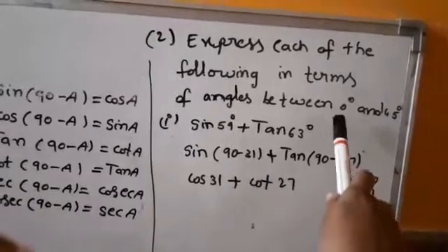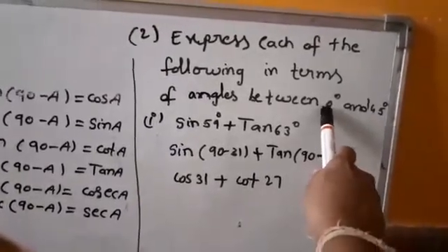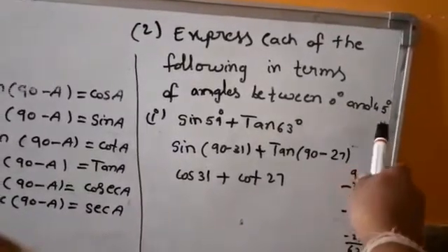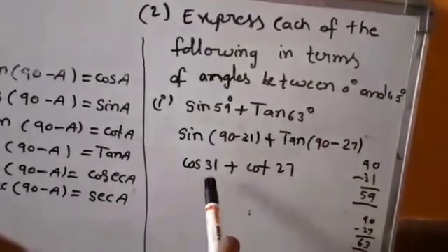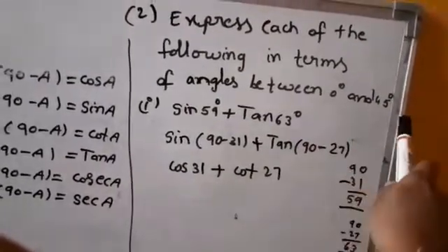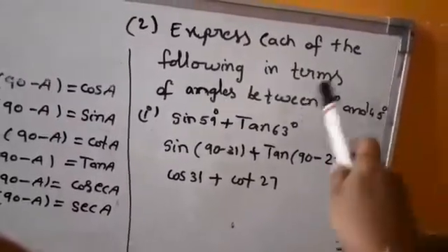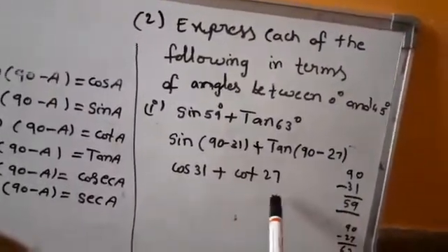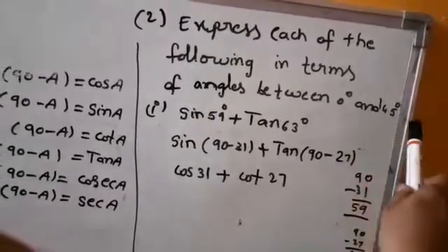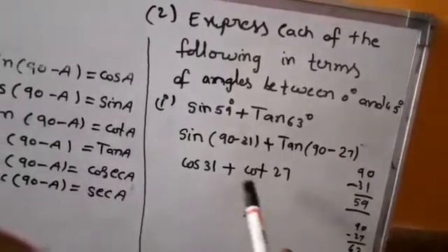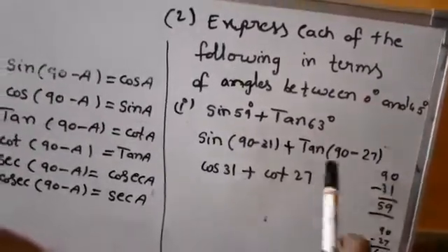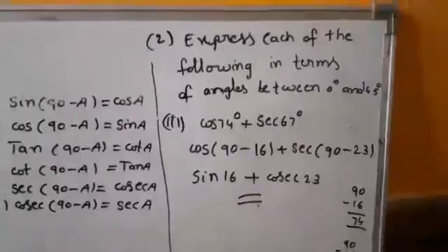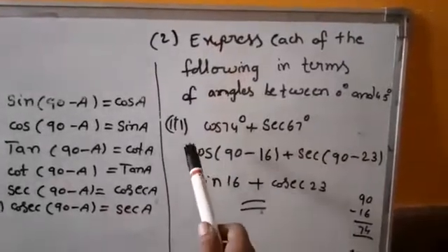Here the question says we have to get angles between 0 degrees and 45 degrees only. We got 31 degrees, which is between 0 and 45 degrees, and 27 degrees is also between 0 and 45. So we got an answer with angles between 0 and 45 degrees only. So this is the answer. Next, second main, third one.